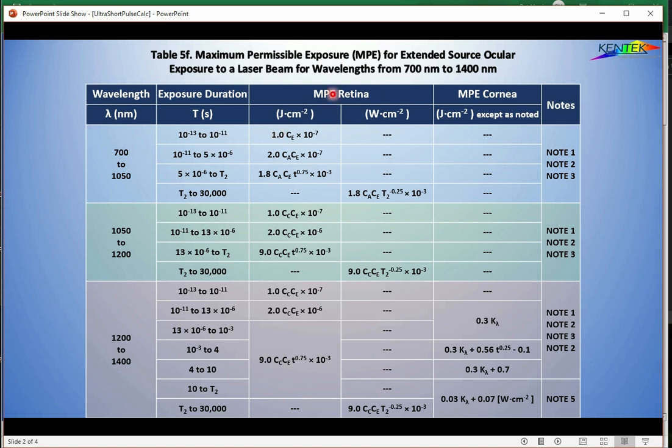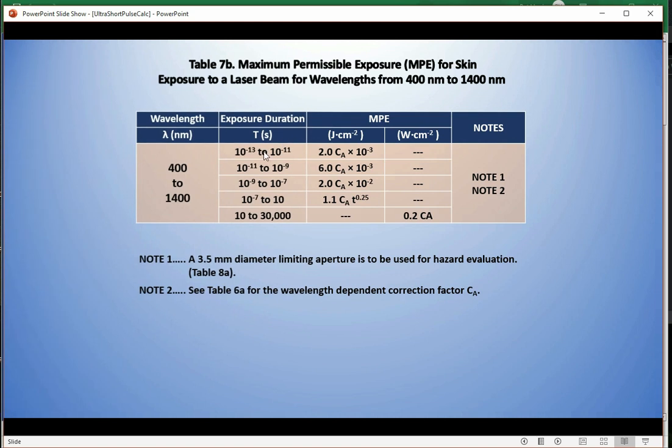And it tells us that the MPE is 1 times C sub E times 10 to the minus 7th joules per square centimeter. Now, we're going to be talking about a point source. C sub E is an extended source correction factor, and if we want this to be the point source MPE, C sub E is just set to 1. So our point source MPE for a 100 femtosecond pulse at 700 nanometers is 1 times 10 to the minus 7th joules per square centimeter. Now let's take a look at the skin.